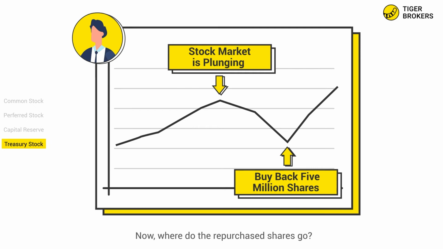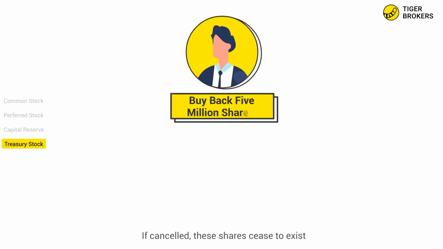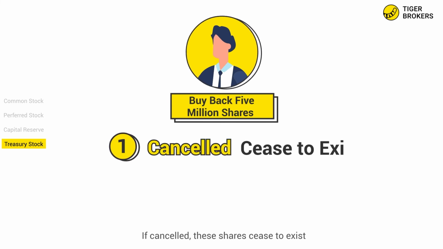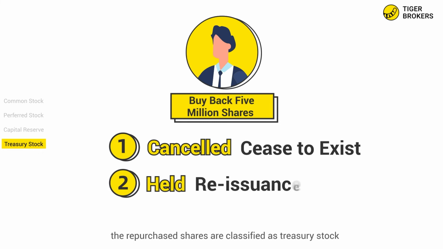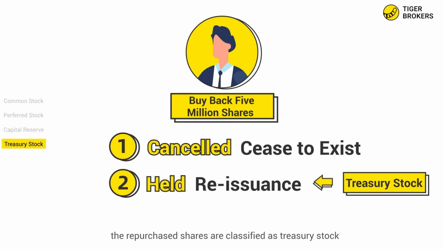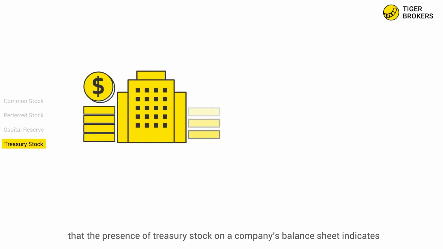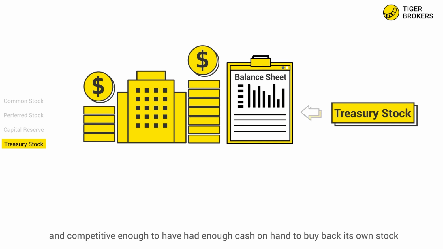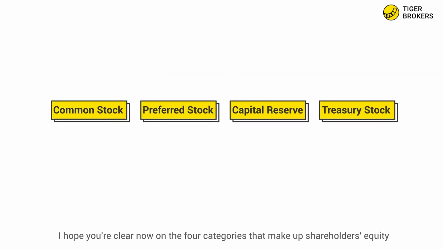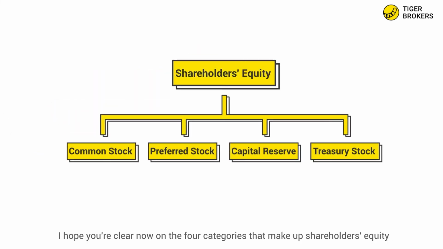Now, where do the repurchased shares go? If cancelled, these shares cease to exist. However, if they're held for possible reissuance in the future, the repurchased shares are classified as treasury stock. It's important to note here that the presence of treasury stock on the company's balance sheet indicates that it is financially strong and competitive enough to have had enough cash on hand to buy back its own stock. I hope you're clear now on the 4 categories that make up shareholders' equity.